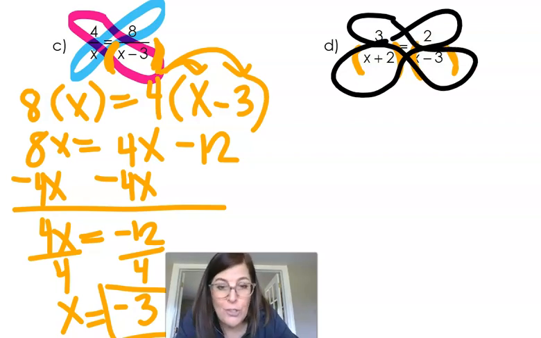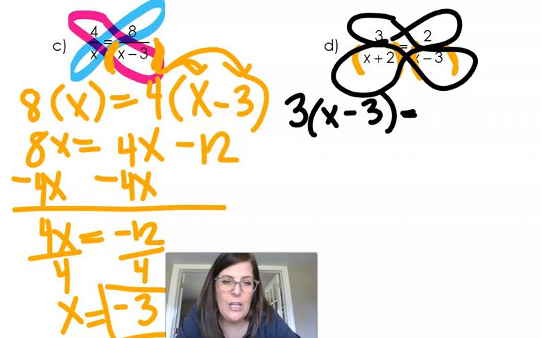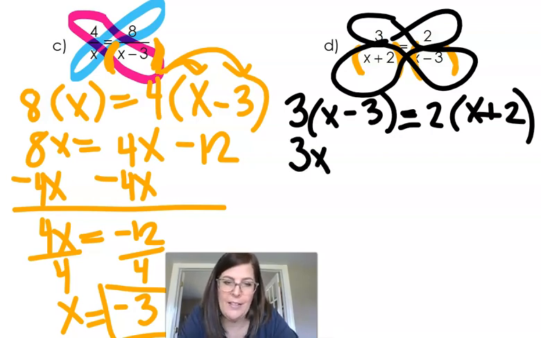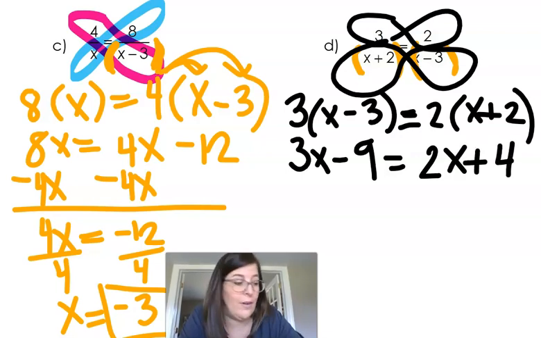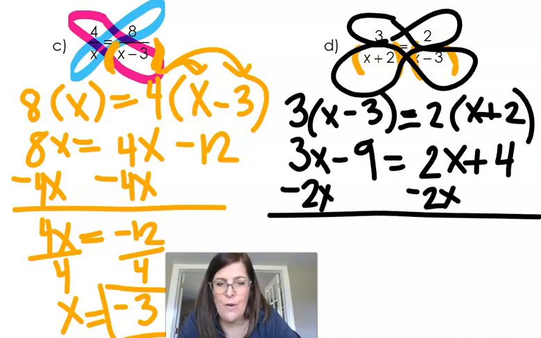All right. So I have to distribute this. The hardest part is realizing this is 3 times the quantity x minus 3 is equal to 2 times the quantity x plus 2. Okay, now solve this. Start by distributing: 3x minus 9, not 3x minus 3, is equal to 2x plus 4. All you gotta do is get your x's all together.